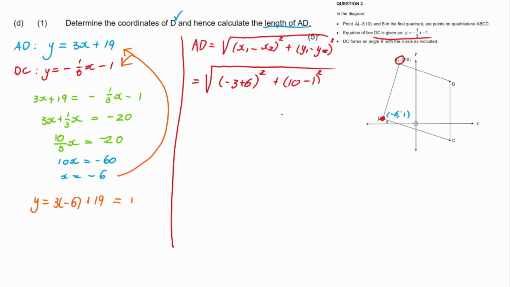But anyway, if we evaluate this, we're going to get the square root of, this is minus 3 squared, so that's just 9. This is going to be 9 squared, that's 81. So it's going to be the square root of 90. If we put that in our calculator, that's about 9.5 units if we round to one decimal place. So that will be the length of AD.